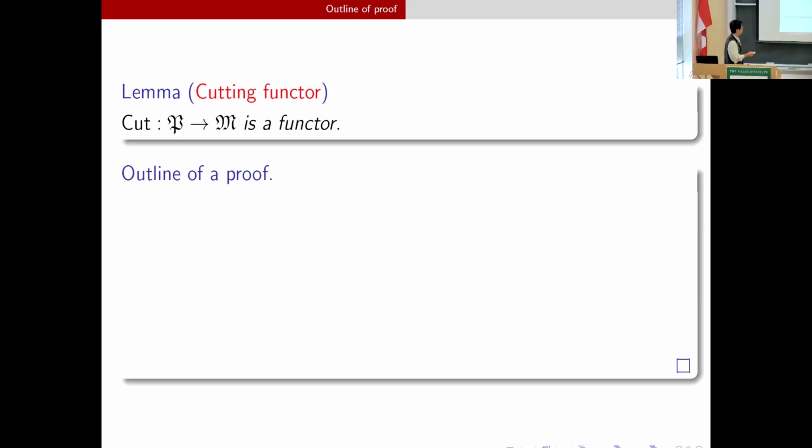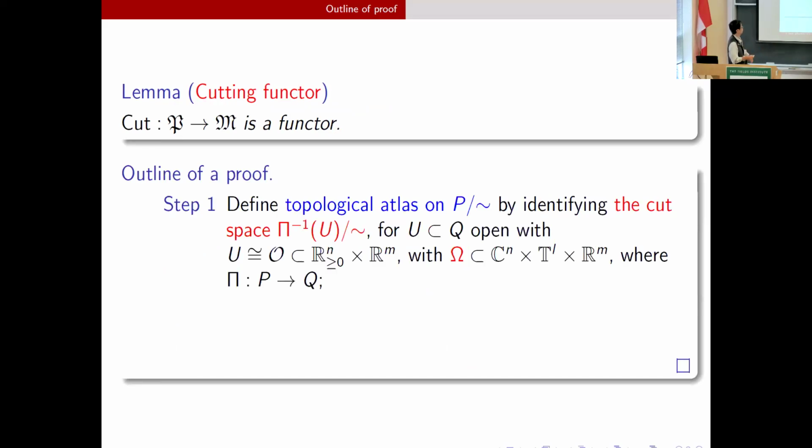Okay, let's give an outline of the proof. The first step is that this becomes a topological manifold. So we first define a topological atlas on it, by identifying the cut space. This cut space is defined from U, where U is an open set of the manifold with corners, and its inverse image is a principal T bundle. So we can also do the cutting on this principal T bundle. Then we get some omega, which sits inside this standard chart. So this gives a topological atlas on P divided by tilde.